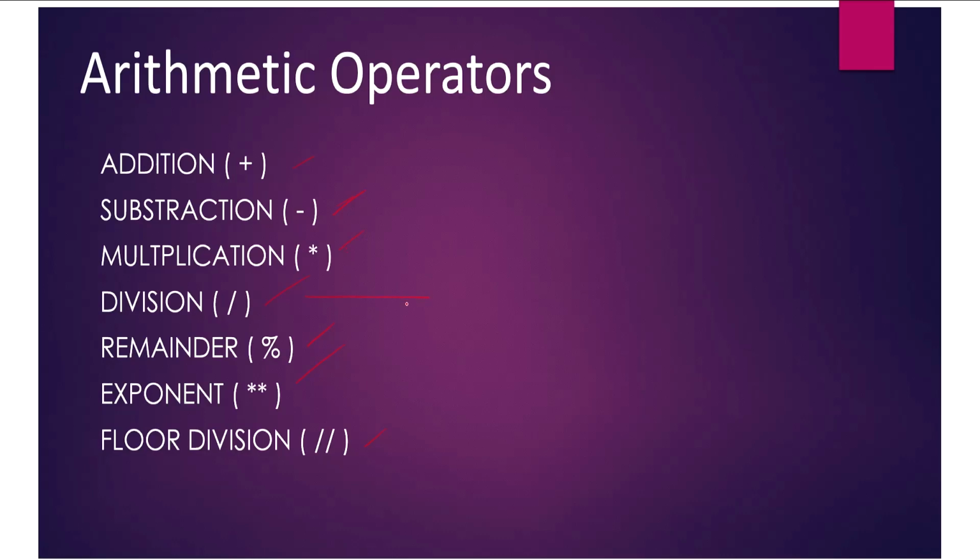What is the difference between division and remainder? Suppose we are dividing 15 by 5. 5 threes are 15, and the remainder is 0. So for division we will get 3 as a result, and for the remainder we will get 0 as a result. This is the difference between the division operator and the modulo operator.